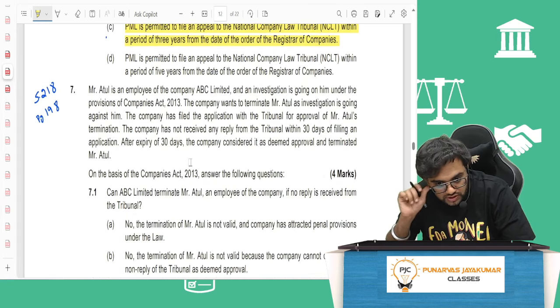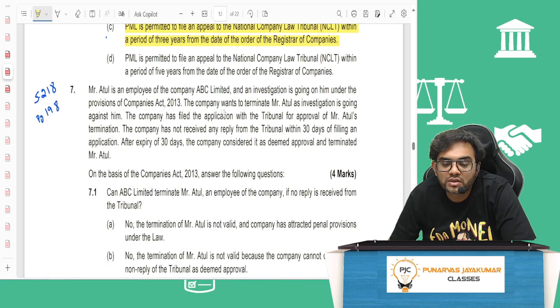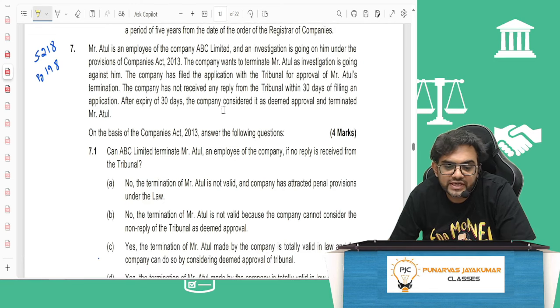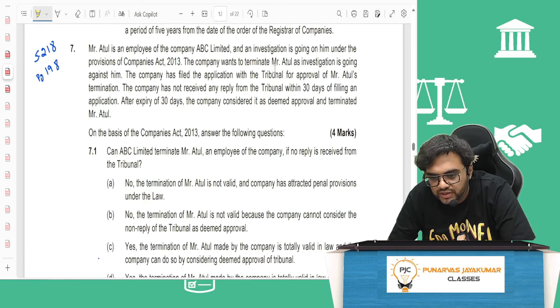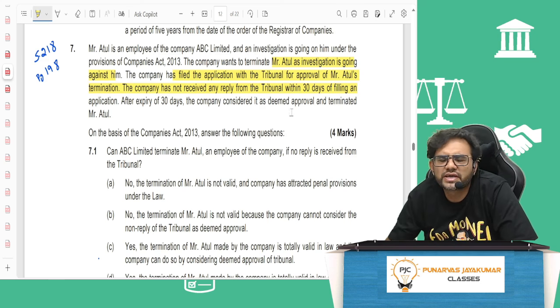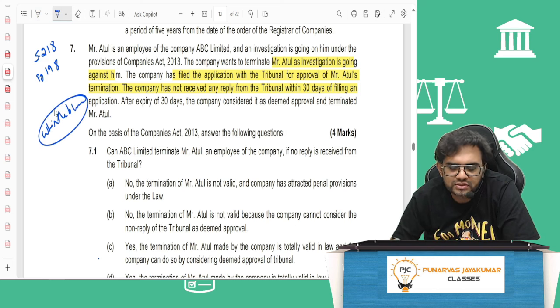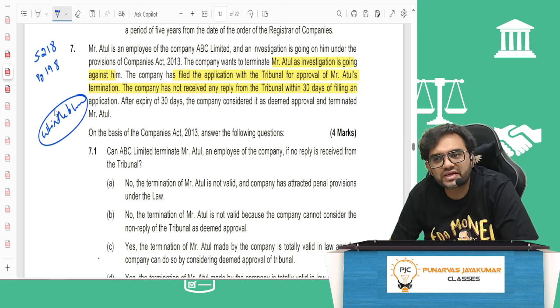Mr. Atul is an employee of a company, ABC Limited. An investigation is going on against him under the provisions of the Companies Act. The company wants to terminate Mr. Atul as the investigation is going on against him. The company has filed an application with the tribunal for approval of Mr. Atul's termination. The company has not received any reply from the tribunal within 30 days. So guys, this is protection of the employee. They want to remove him because he is the whistleblower. He would have told certain things which were not supposed to be told. So the company wants to remove him, but will he get any protection?